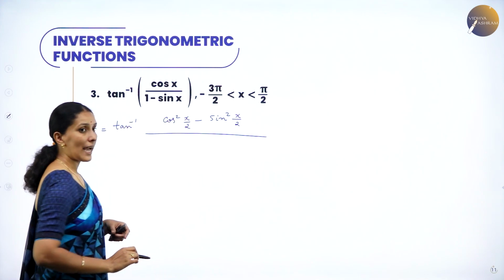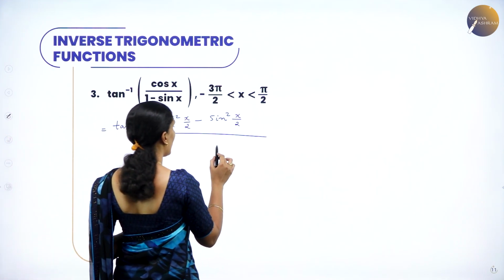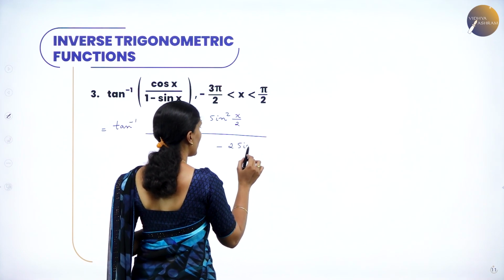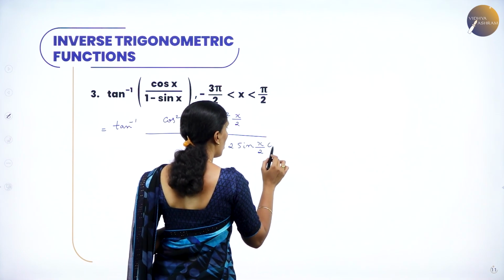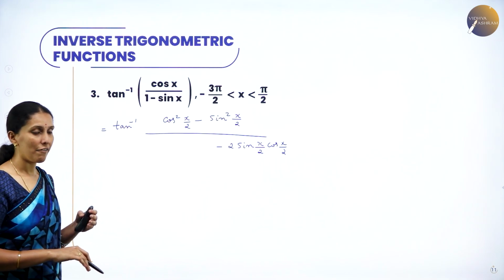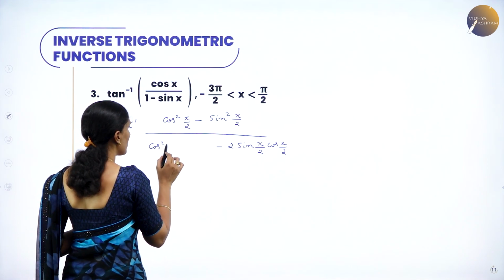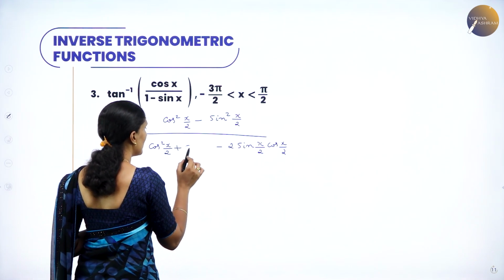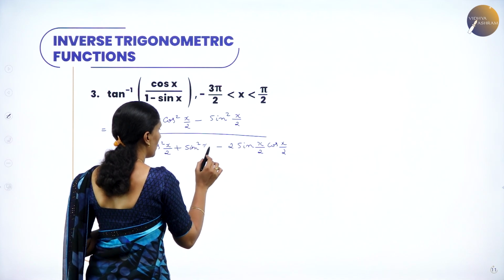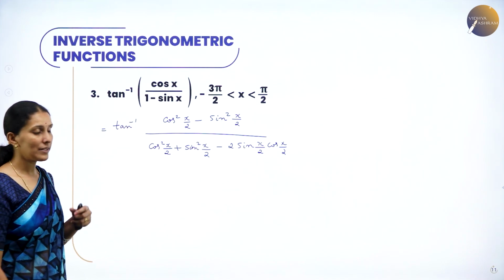And we know that sin 2 theta is 2 sin theta cos theta. So here I can write this as 2 sin x by 2 cos x by 2. The same multiple angle is replaced by half angle, and instead of 1, I'll write this as cos square x by 2 plus sin square x by 2, because we know that sin square plus cos square is always 1.